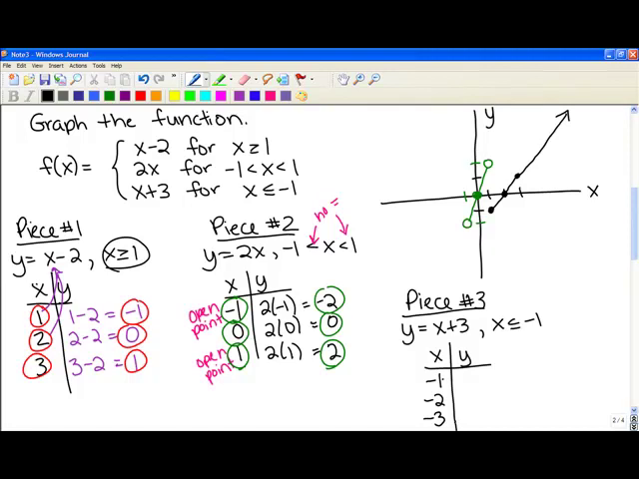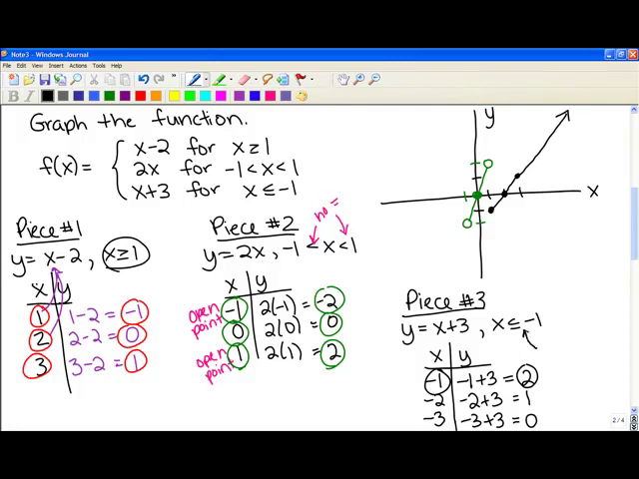So we'll plug in negative 1. That's negative 1 plus 3, or 2. We'll plug in negative 2. Negative 2 plus 3 is 1. And then plug in negative 3: negative 3 plus 3 is 0. Alright, so these are our points, starting off with negative 1, 2.